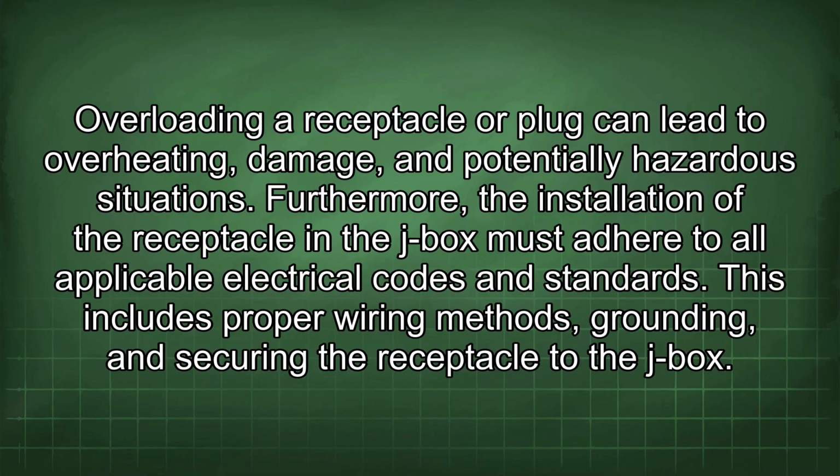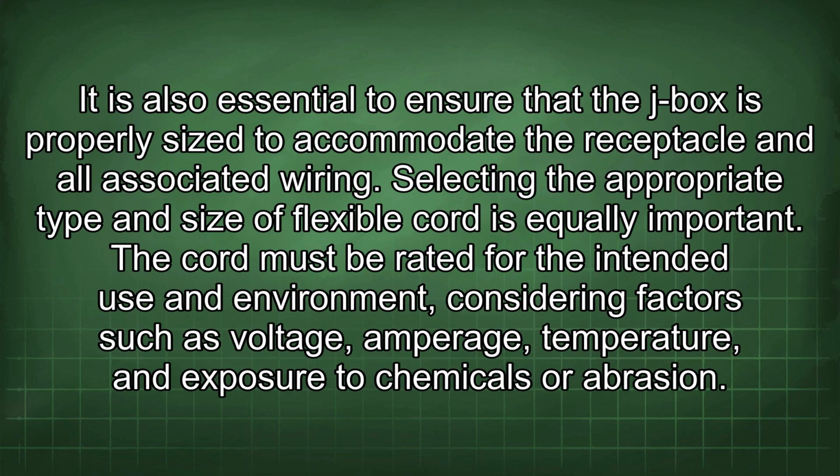Furthermore, the installation of the receptacle in the J-box must adhere to all applicable electrical codes and standards. This includes proper wiring methods, grounding, and securing the receptacle to the J-box. It is also essential to ensure that the J-box is properly sized to accommodate the receptacle and all associated wiring. Selecting the appropriate type and size of flexible cord is equally important.